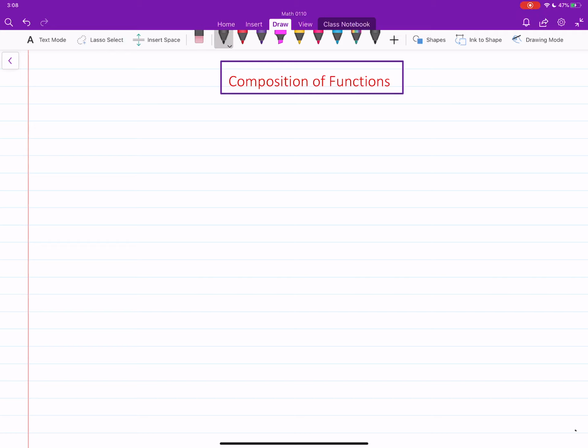Hi, in this video we will learn about composition of two functions. This is another way to generate a new function out of old functions. So let us assume that there are two functions, let f and g be two functions on the real line. Means that the domain and the range are subsets of the real line.